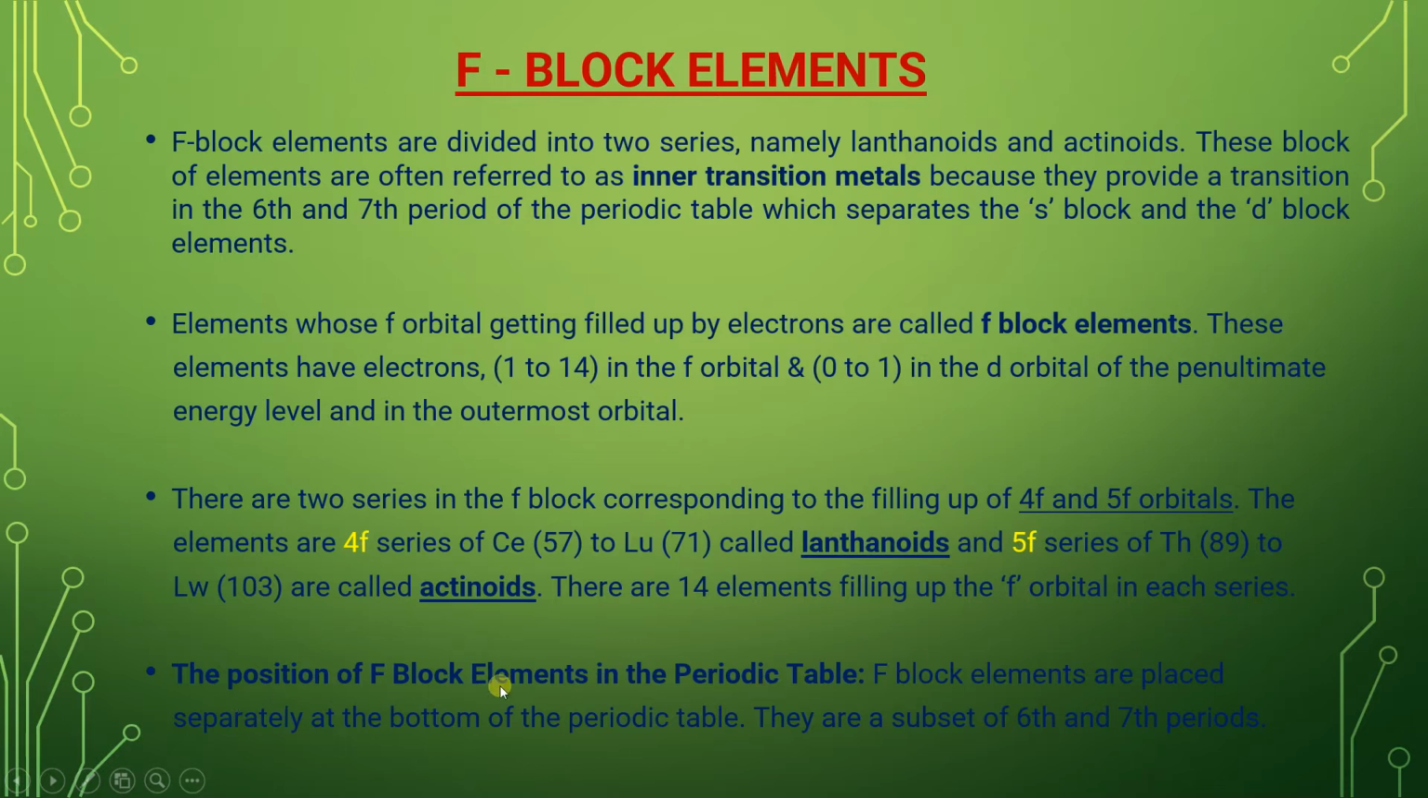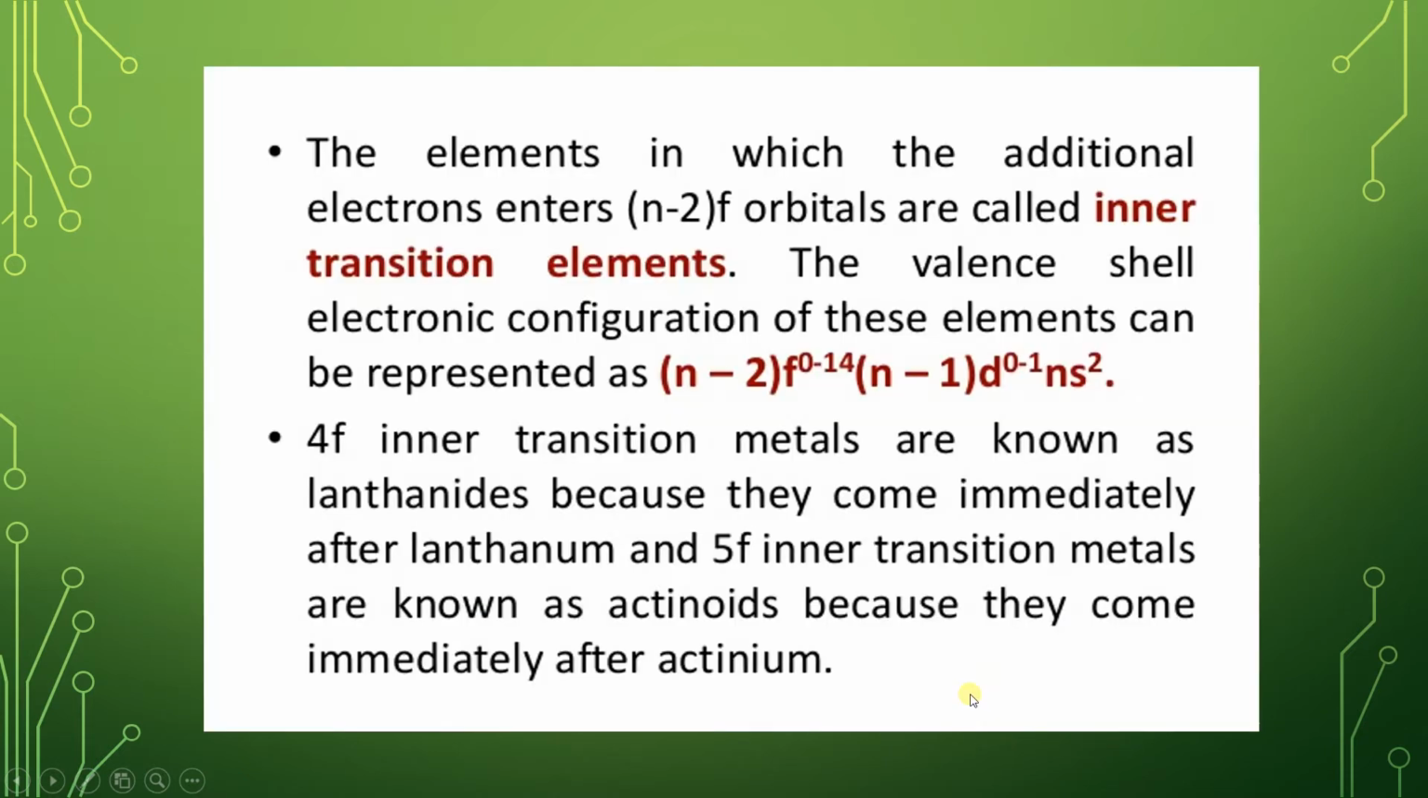The position of F block elements in the periodic table. F block elements are placed separately at the bottom of the periodic table. They are a subset of the 6th and 7th periods in the periodic table. The elements in which the additional electrons enter the n-2 f orbitals are called inner transition elements.